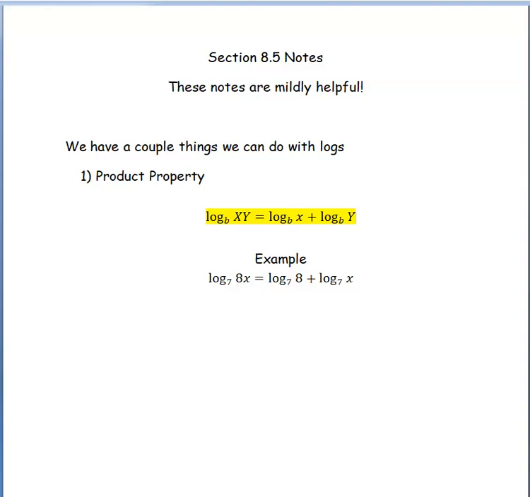Hello there, children. Today we're going to be working on section 8.5, so let's go through the notes. So, this is on properties of logarithms. We have a couple properties of logs here.